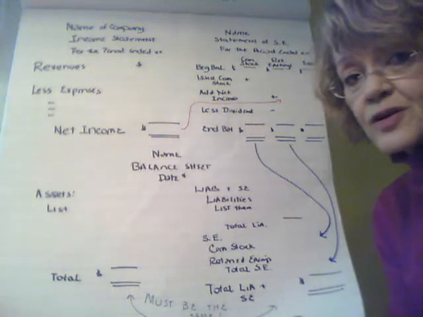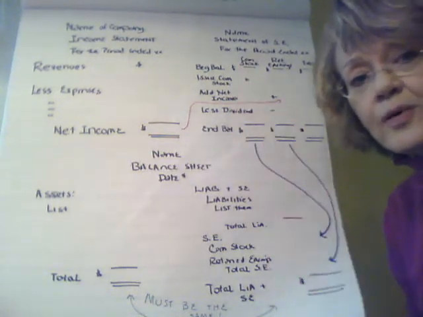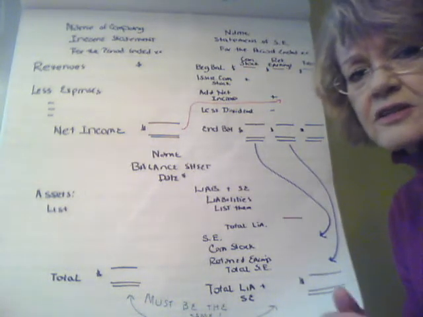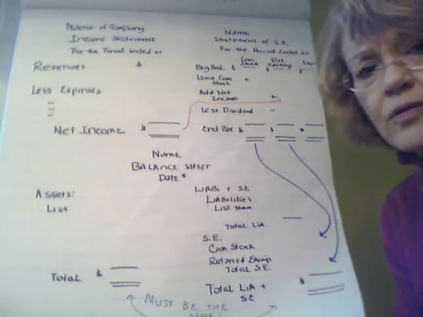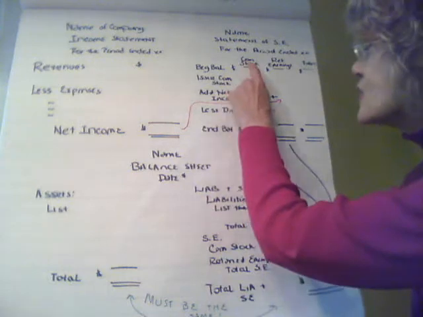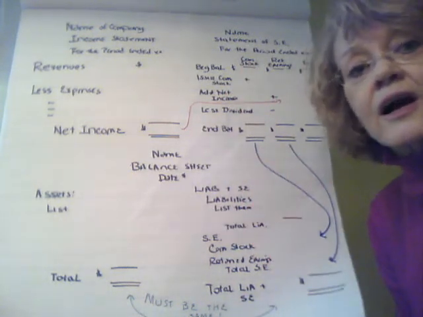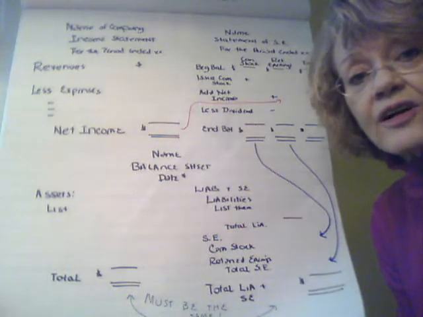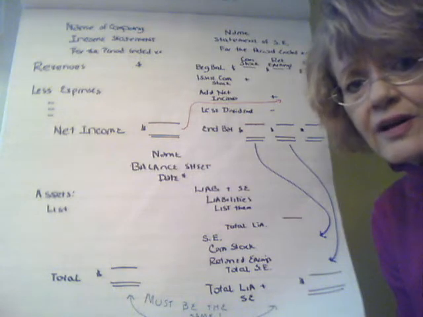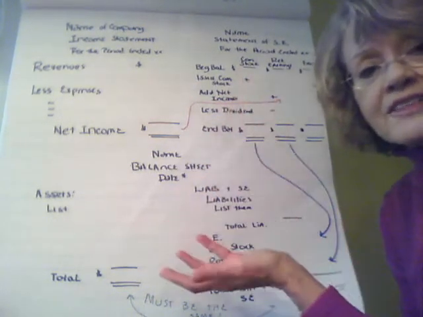The second statement you're going to do is the statement of stockholders' equity. And you can find that in the book. And you can make yourself a template. I find that sometimes students, if they make themselves a template and they do that for a while, that helps them learn how to do them. So this statement is showing you exactly what happened to the two components of stockholders' equity: common stock and retained earnings.